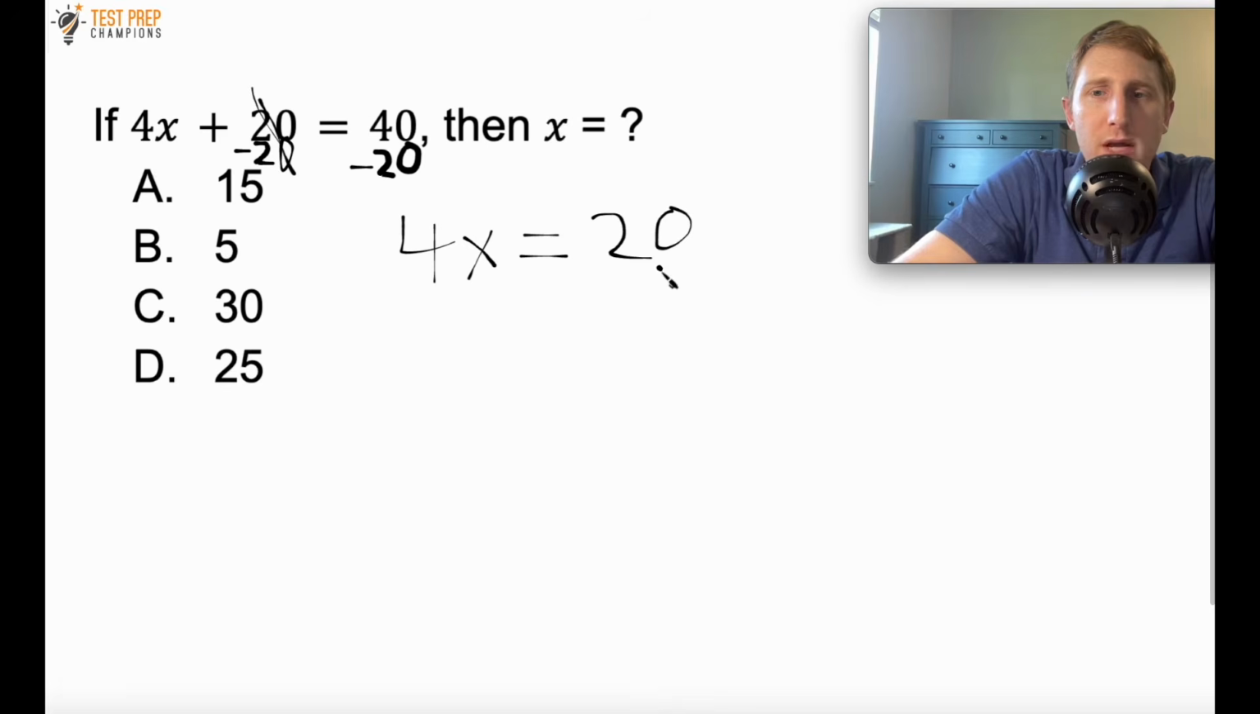Now, where did this 20 come from? Well, I have 20 here because 40 minus 20 is 20. Okay, so again, the first step, I had 4x plus 20 equals 40. I subtracted 20 from both sides, and I got 4x equals 20.